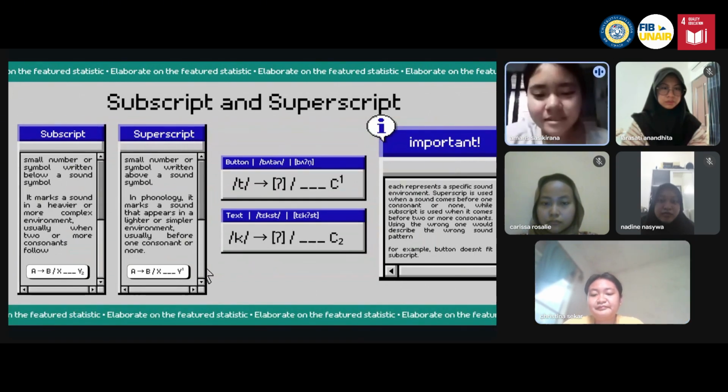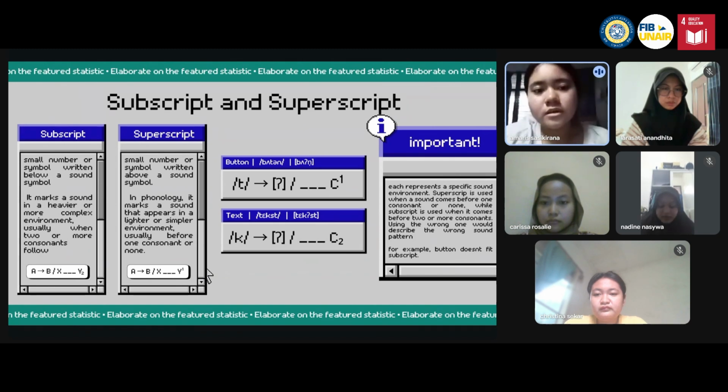Hello, my name is Amaris Sasikirana with the student number of 123241111. And now I will be explaining the next material, which is the subscript and superscript. So what is the difference between subscript and superscript? Subscript is a small number or symbol written below a sound symbol. It functions as a mark that shows sounds in a heavier or more complex environment, usually when two or more consonants follow. As you can see below the explanation, there is the rule that A can only become B if it follows two consonants. And next, we have superscript.